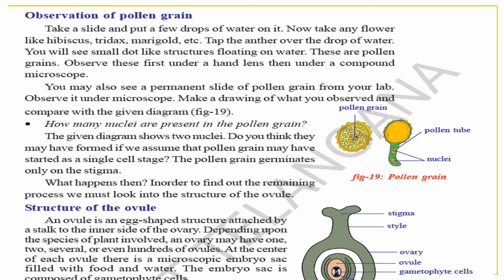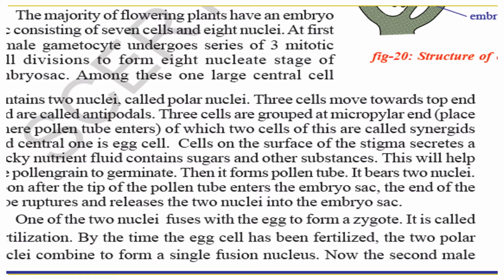Attached to the inner side of the ovary, depending upon the species of the plant involved. An ovary may have one, two, several, or even hundreds of ovules. At the center of each ovule, there is a microscopic embryo sac filled with water and food. See the diagram properly and draw it. Learn it. The embryo sac is composed of gametophytes. The majority of flowering plants have an embryo sac consisting of 7 cells and 8 nuclei.